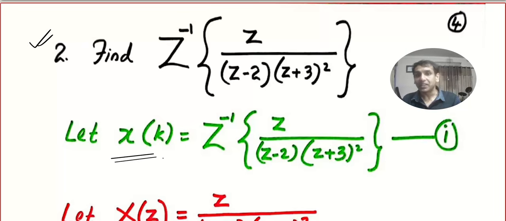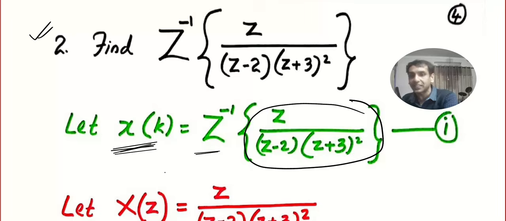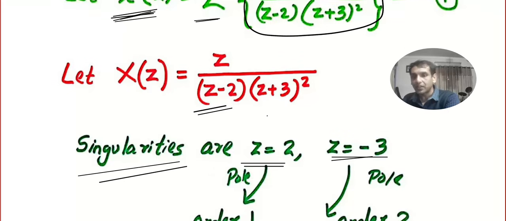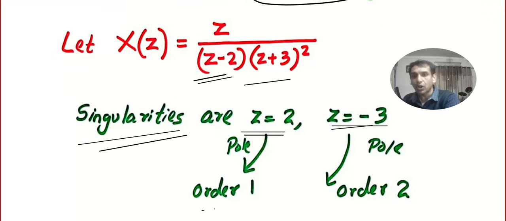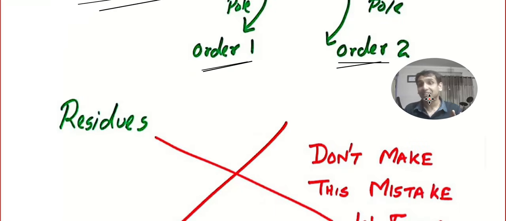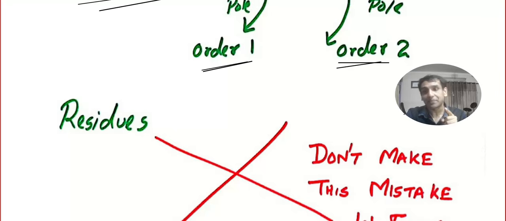Let the sequence be x of k. Why did I write let the sequence be here? When you take Z inverse, the answer will be a sequence. If you name this function, you have to call it function of Z. Anyway, I found the singularities, and the singularities are 2 and minus 3, pole of order 1, order 2. No, you're making a big mistake. Don't do this in your exam. Don't do this in your exam. In excitement, many students make this mistake. Can you tell me what is the mistake that I made?